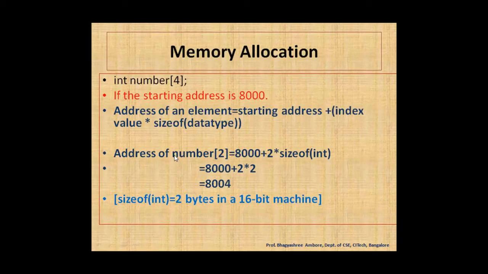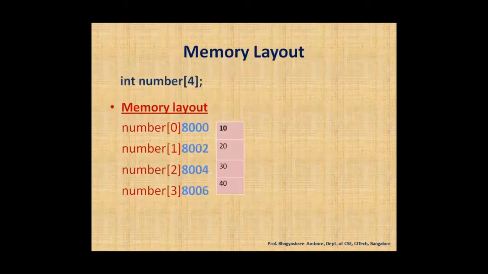I'll consider I want to find out number of 2. That is the third element I want to find out. On what memory location is the third element stored? Starting address is 8000 plus index is 2, into size of integer. Size of integer is 2. 8000 is the starting address, 2 is the index and 2 is the size of integer. On a 16-bit machine, it is 8004. On 8004, we have number of 2. You can see here on 8004, I have number of 2.